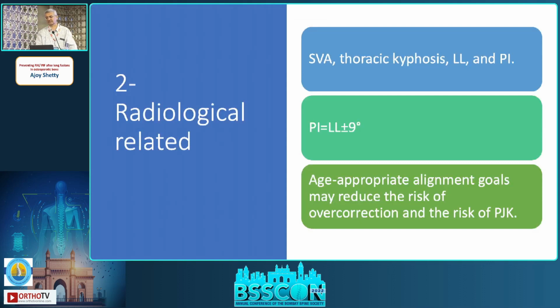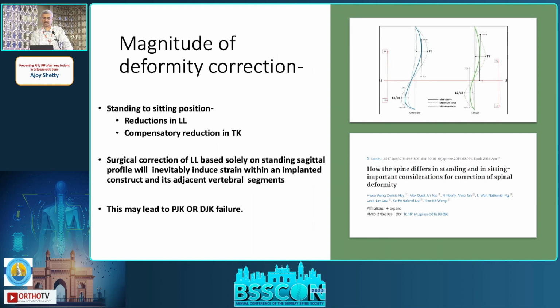Coming to the radiological factors, the incidence of PJK actually came into prominence only when people started getting the alignment goals of having a PI equals LL plus or minus 9. And then people realized that age-appropriate alignment goals are essential. Don't try to correct the deformity trying to get an alignment goal in all these patients. And it has been shown by Dennis et al. that the sitting balance is different from the standing balance.